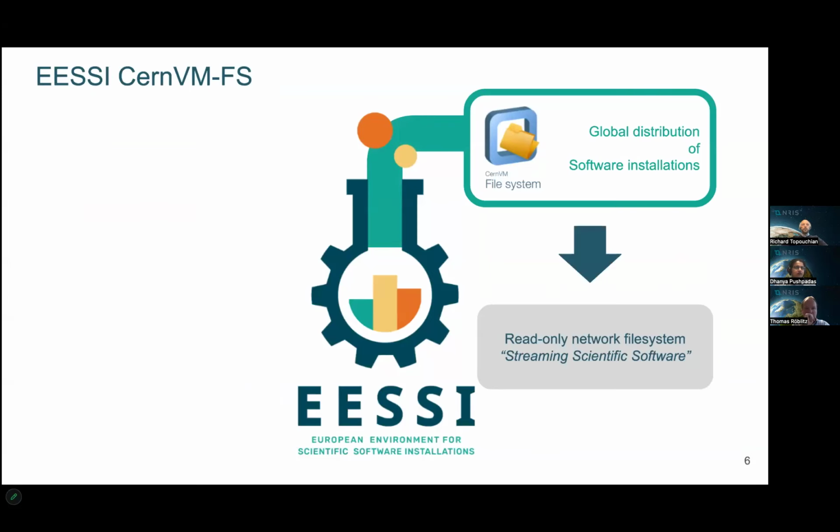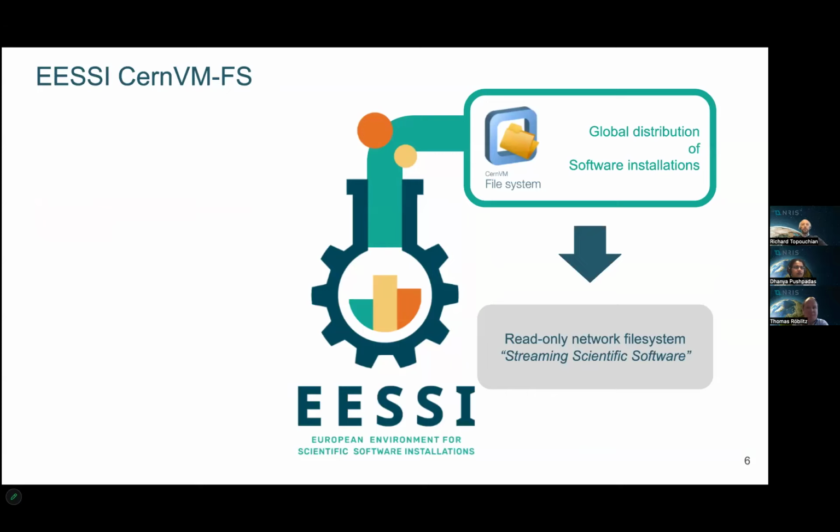The first layer for EESSI is CernVM-FS. It is a software distribution service developed by CERN, a common tool used in particular by the high-energy physics community to make high-energy physics software available to worldwide distributed computing infrastructures, and which is heavily tuned to cater to this specific use case of distributing software installations.